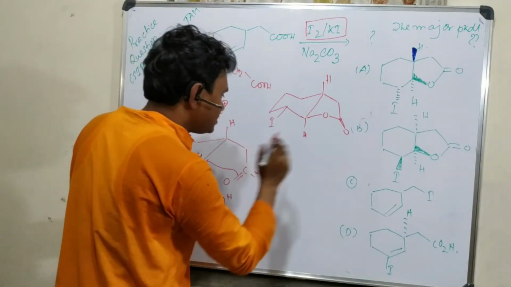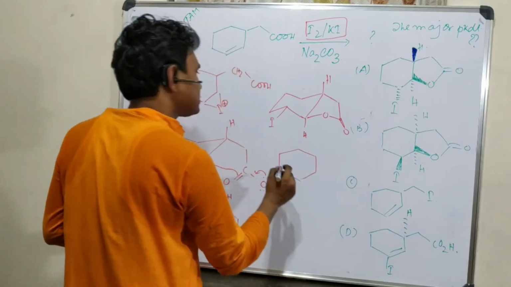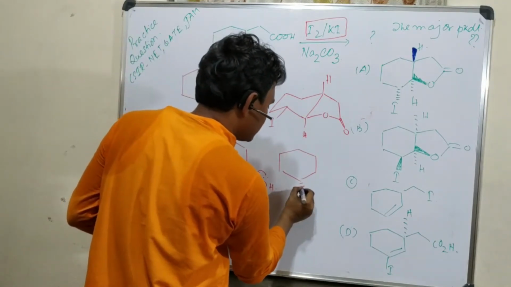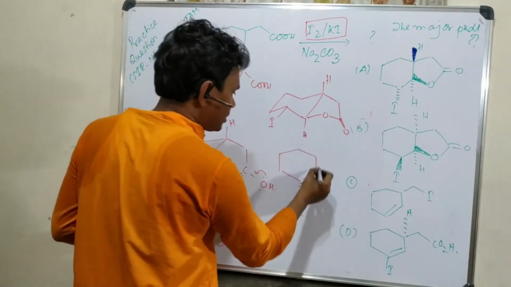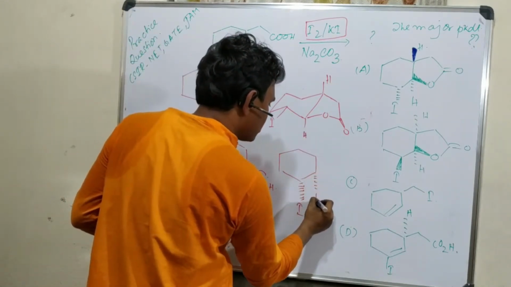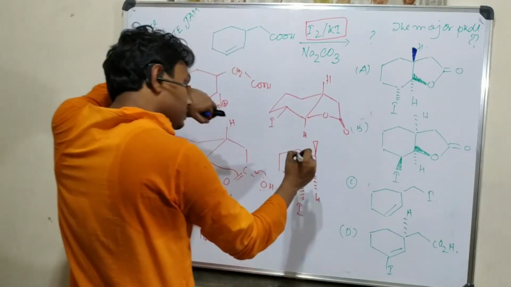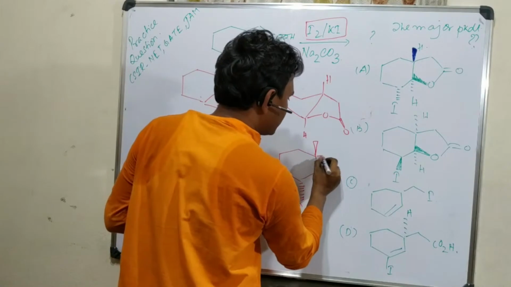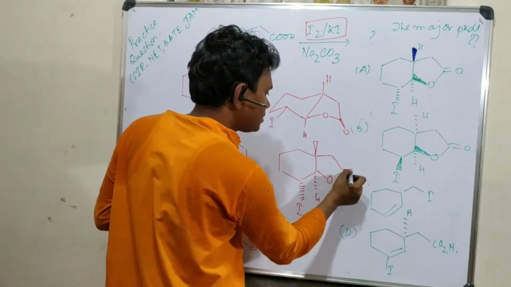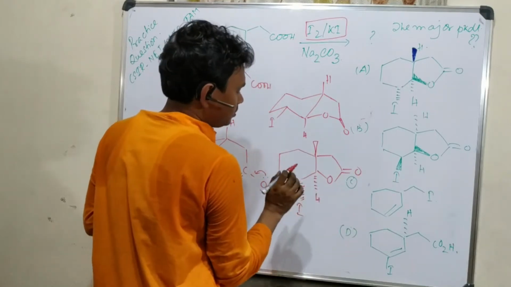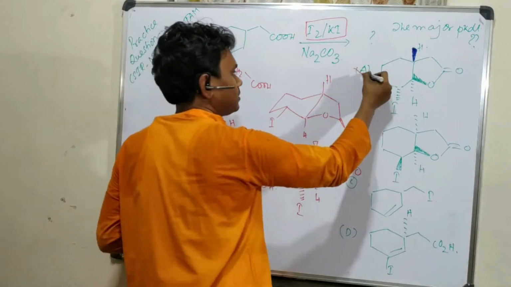If I draw it in plane, this is the cyclohexane ring. Iodide is down. After that, hydrogen. This hydrogen is also down. This hydrogen is up. Another thing is a 5-member ring, and this carbon is attached to oxygen. This is a double bond. So this is the product. Now, where the structure is matching, this is it.